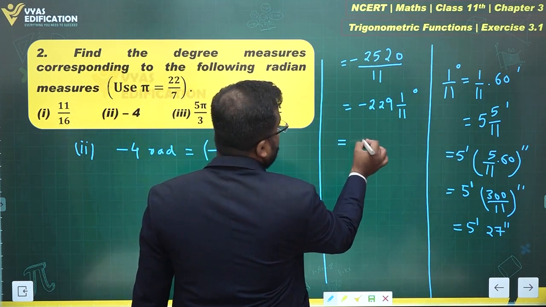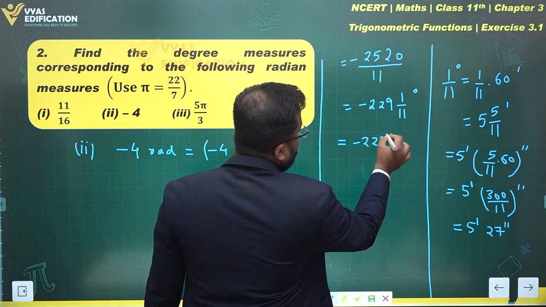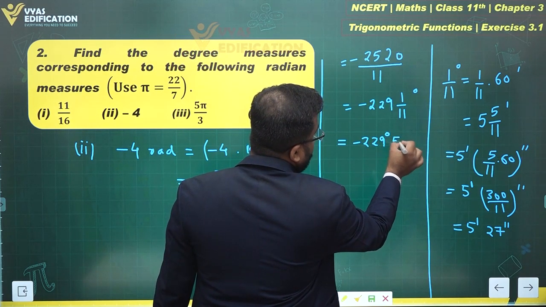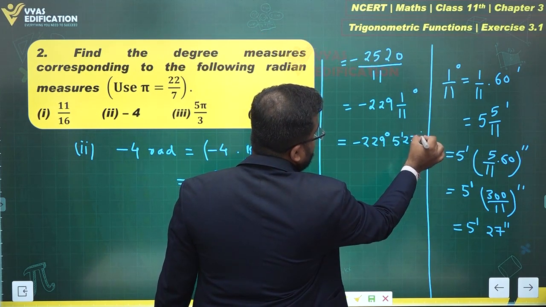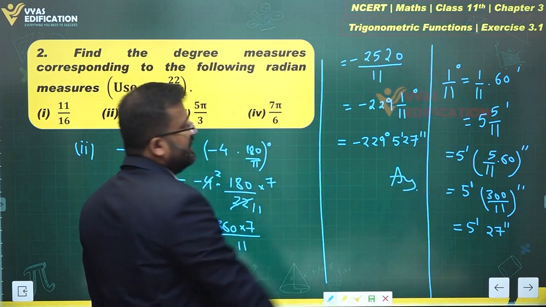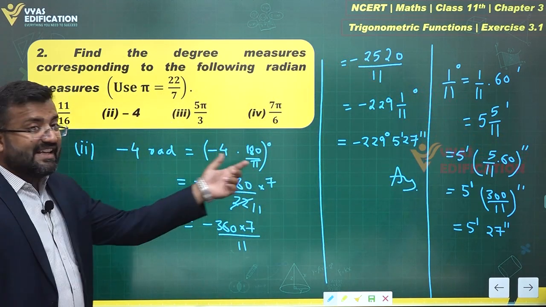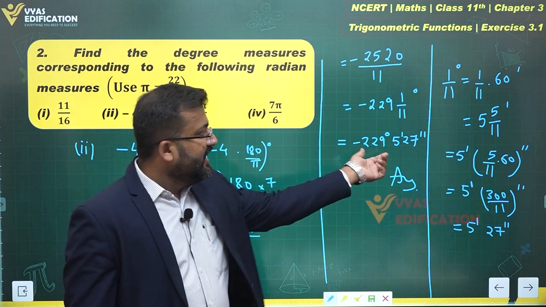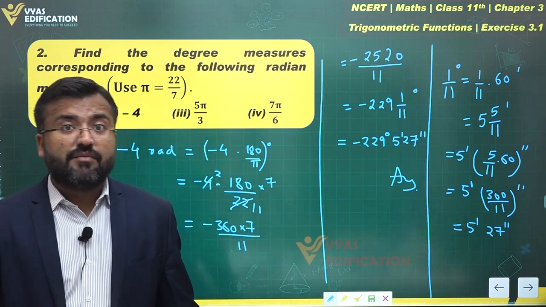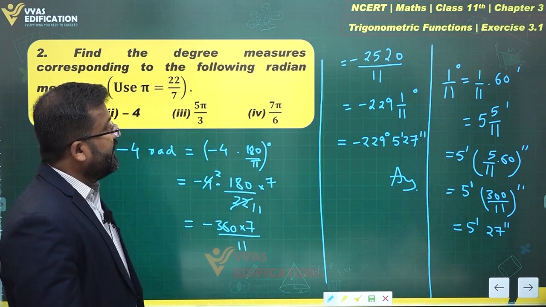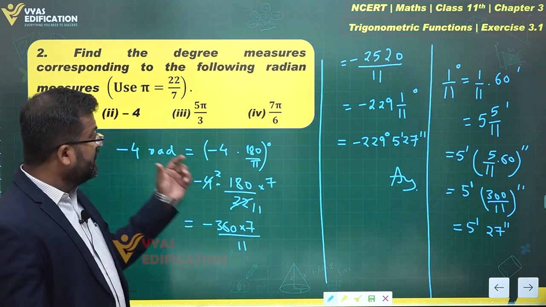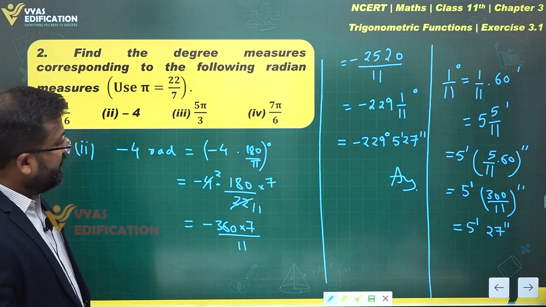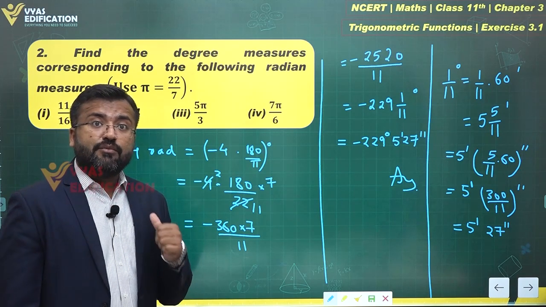So this finally becomes minus 229 degree 5 minutes 27 seconds. This is your answer for this minus 4 radian, that is finally converted in terms of degrees. This is the measure in terms of degrees. Right. Is that all? Yes, that is all for this part over here. Once you have done this, we can move on to the next part.